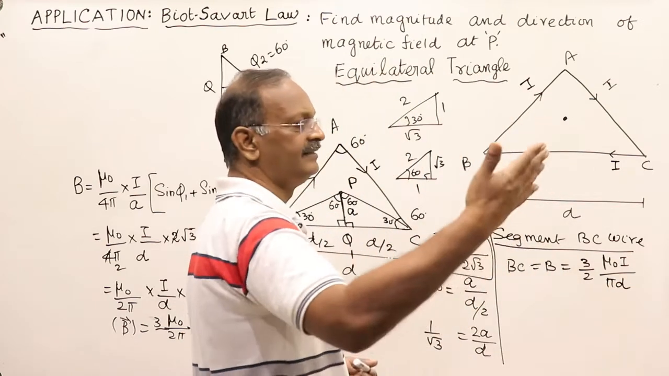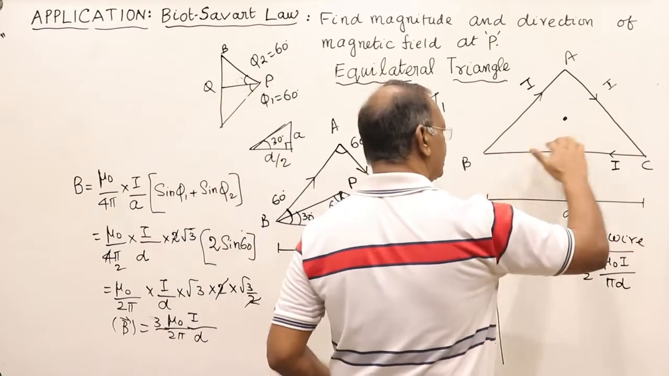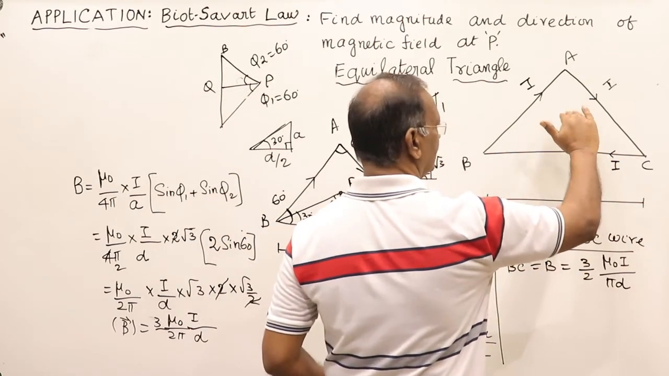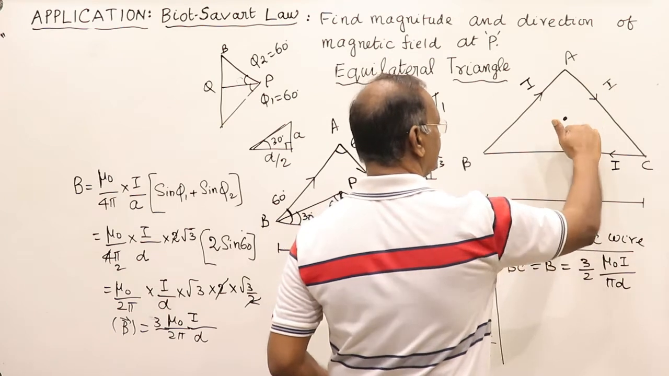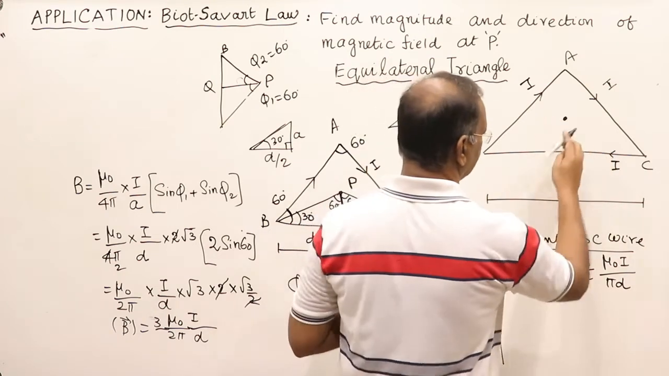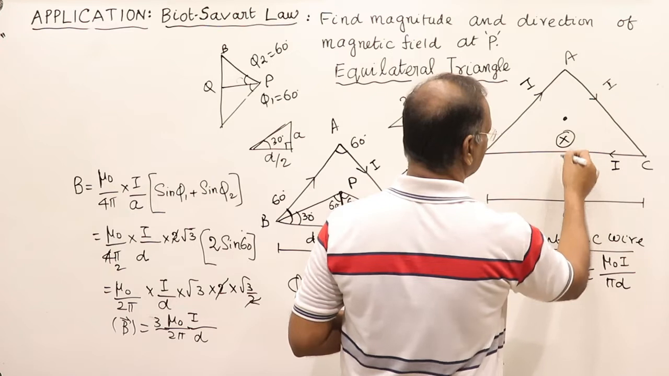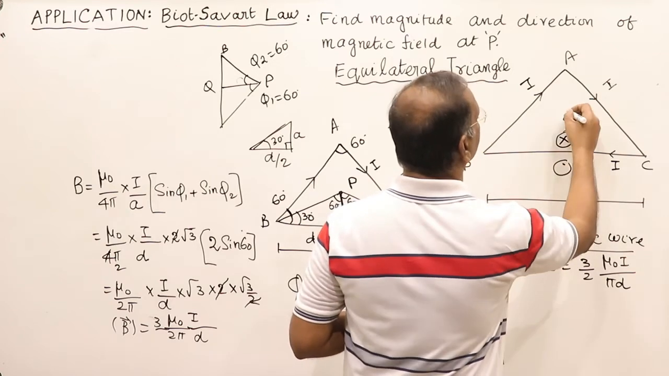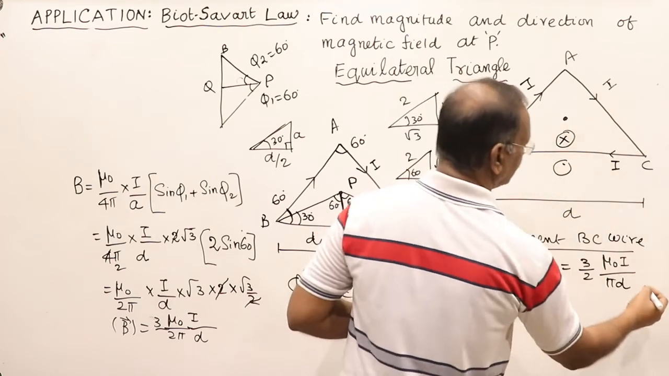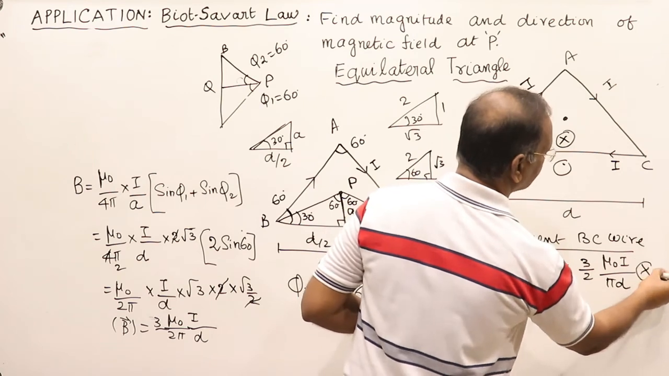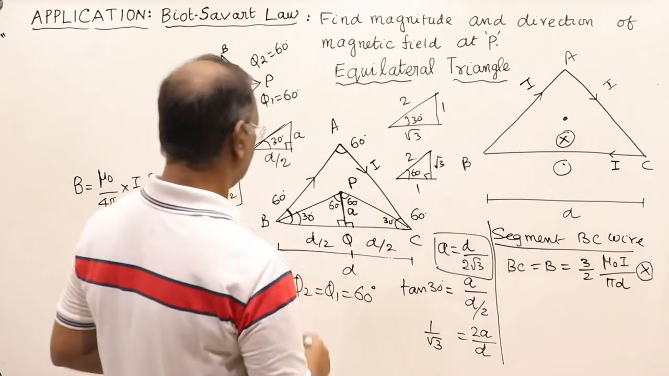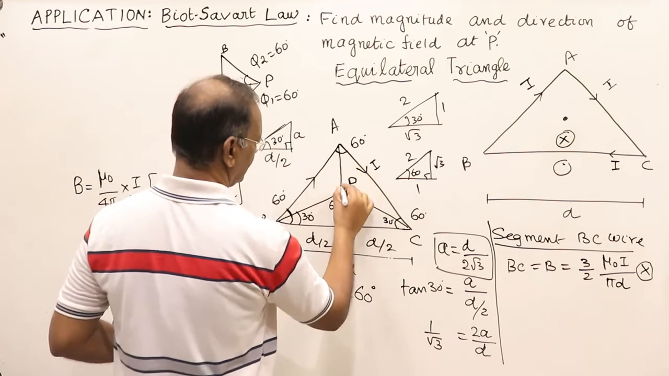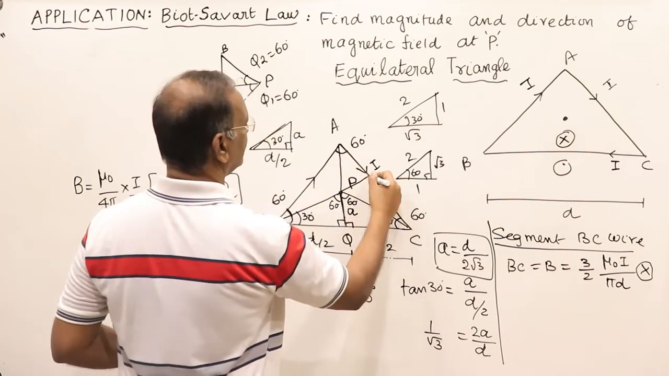Direction we can find out by the right hand thumb rule. Since for this segment the current goes like this, we put the thumb here and grip it like this. Here inside it goes, outside it comes. It means this side is going inside, this side is coming outside. We are interested at this point, so this is the magnitude. And for this point also we can do exactly the same.